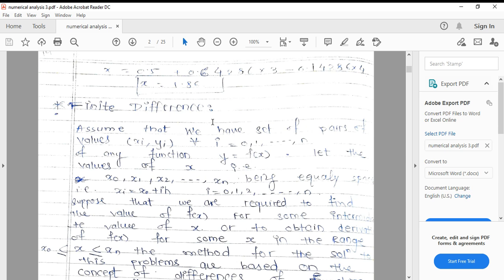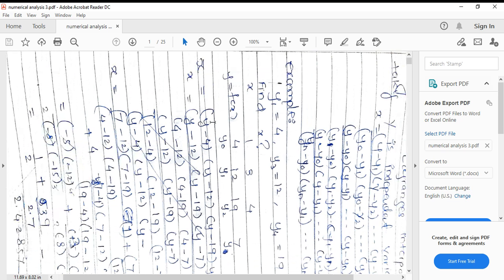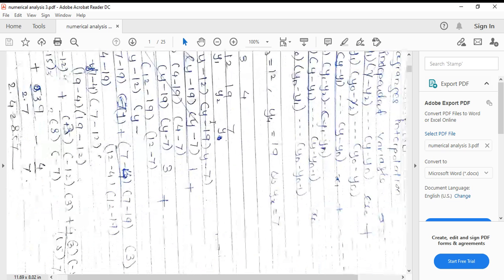In a very similar way, here, instead of finding the value of y, we have to find out the value of x. So for given values of y, you can get the value of x. You can calculate this and you can get the answer. Okay. So let me go for the next one.